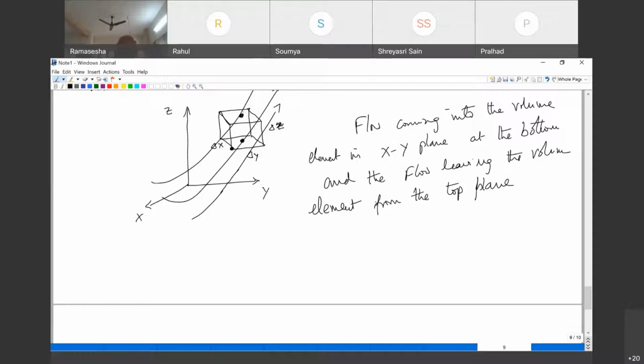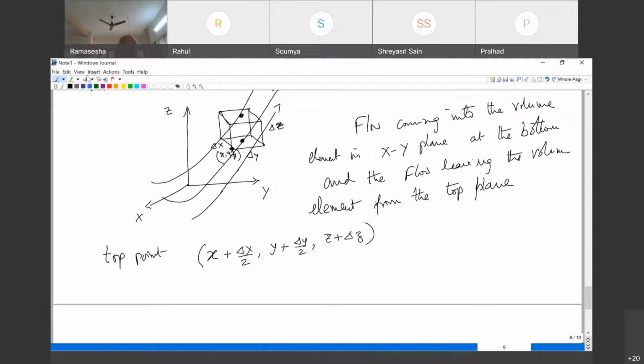Okay, so this is the top point. What is the top point? Coordinates. This is x, y, this is x, y, z. So what will be the top point? The top point is x plus delta x by 2, y plus delta y by 2, comma, z plus delta z, right?